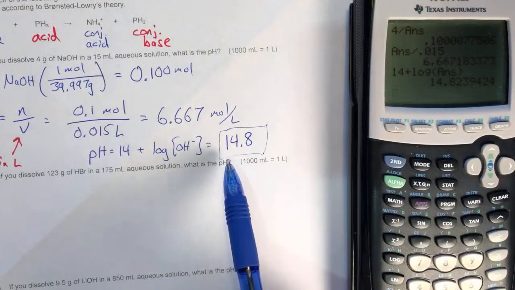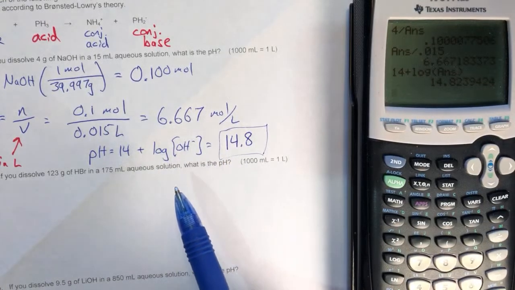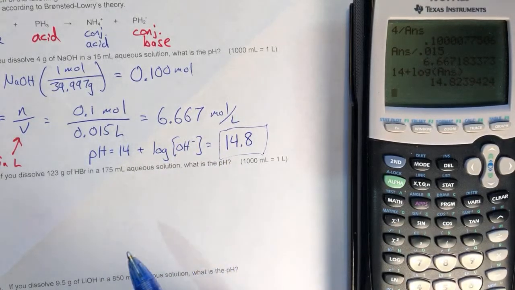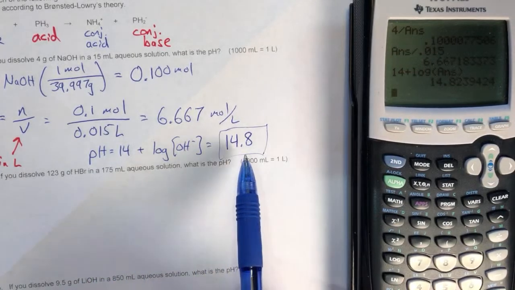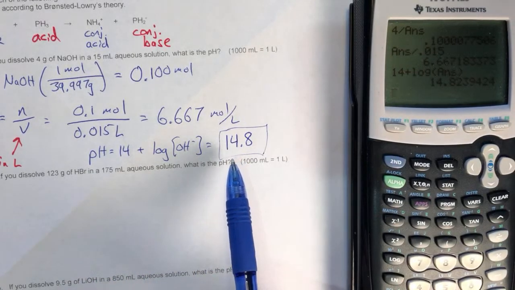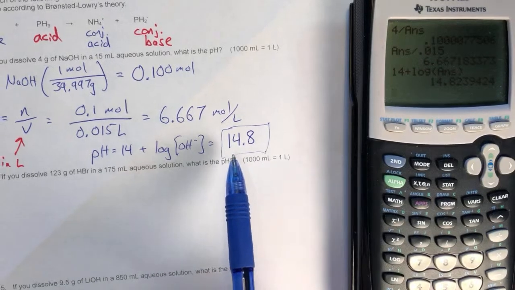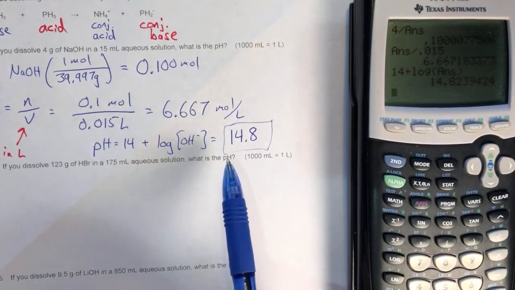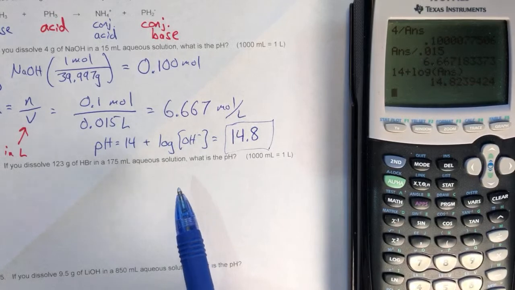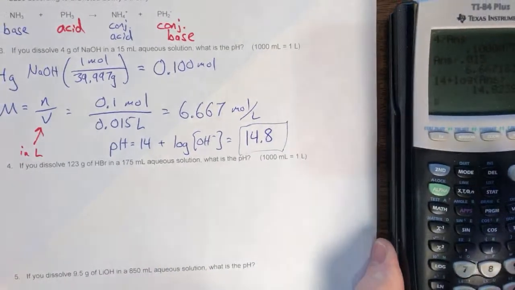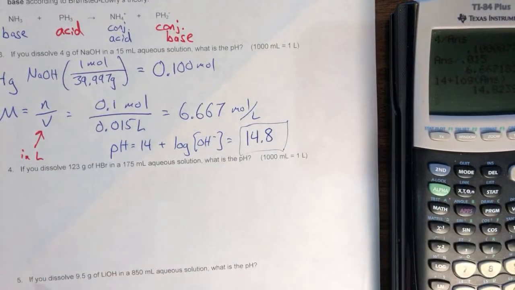It's more than 14. Somebody may have told you before that pH is just 0 to 14. Well, that's actually wrong. You can have a pH that's more than 14. You can have a pH that's more than 15 even, right? Or you can have a negative pH. Negative pHs are possible.